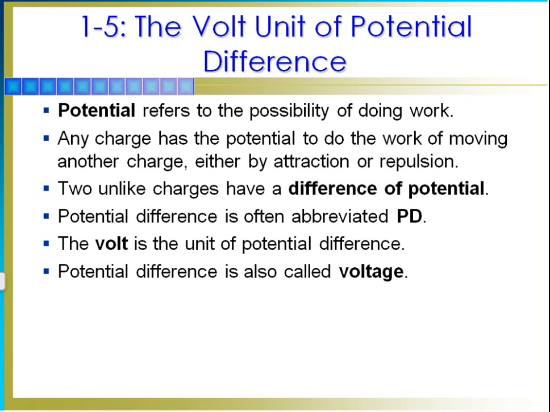Now we have to be able to do something with that. Well, this is where the volt unit comes in. Now, potential difference refers to the possibility of doing work. So you take your 9-volt battery.